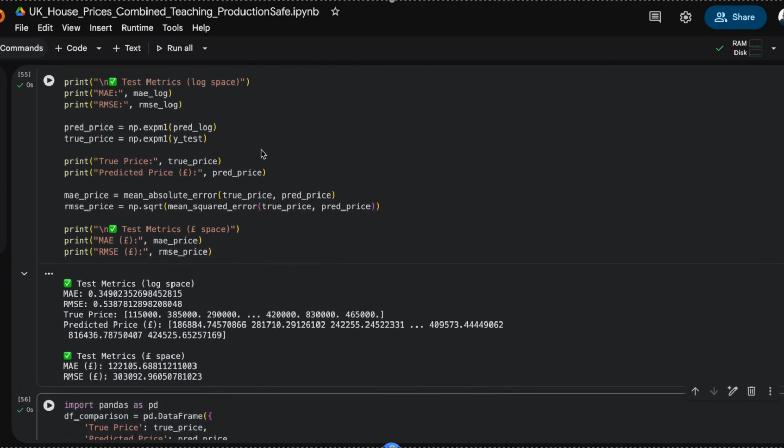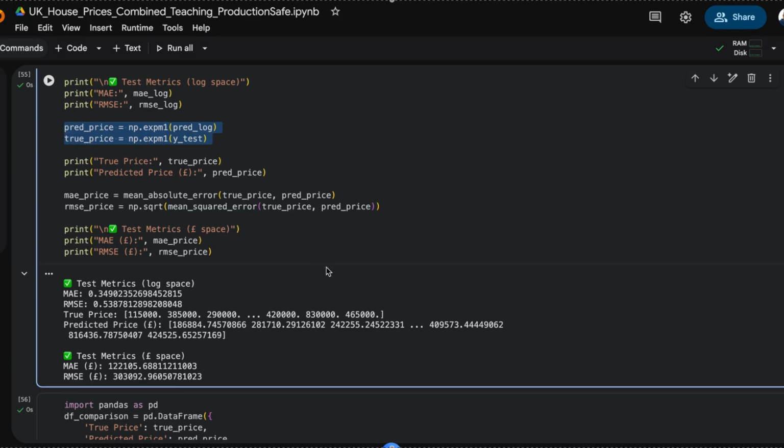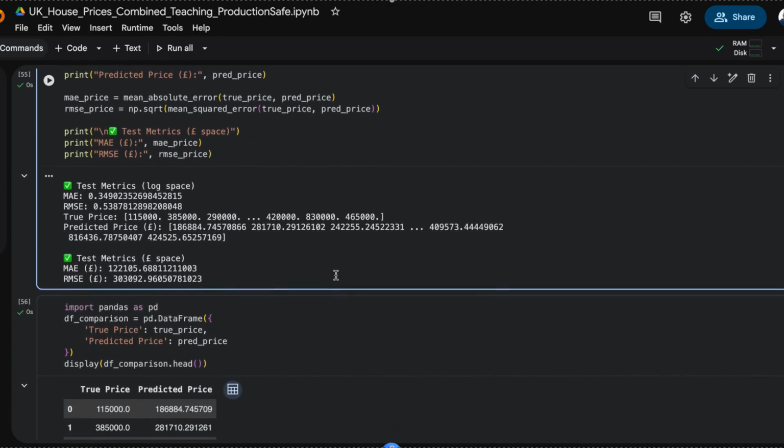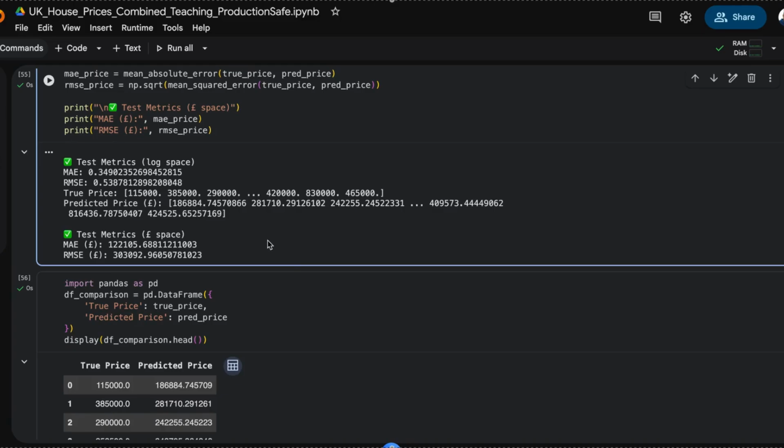Log error is mathematically convenient but not intuitive for stakeholders. To interpret results in practical terms, we convert predictions back to pounds. We apply the inverse log transformation. Now, predictions represent actual estimated property prices. In real price terms, we observe MAE around £122,000, RMSE around £303,000. Now interpret carefully and honestly.